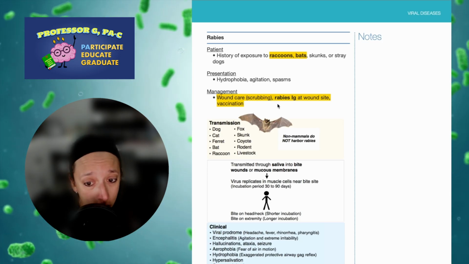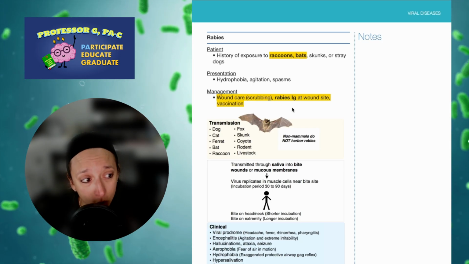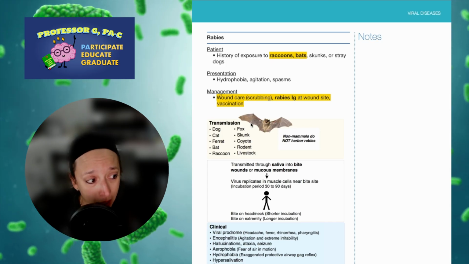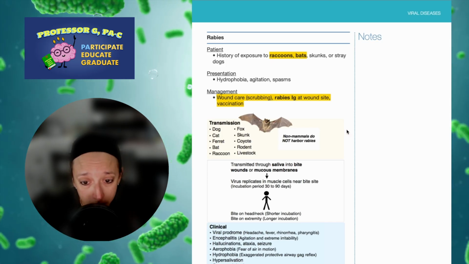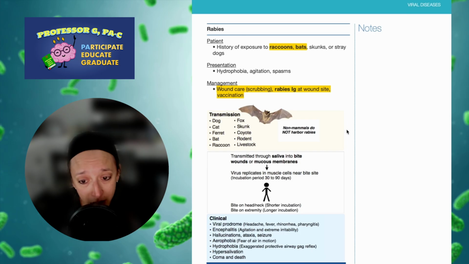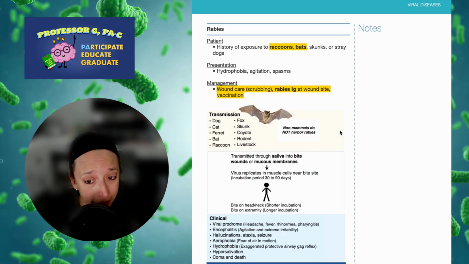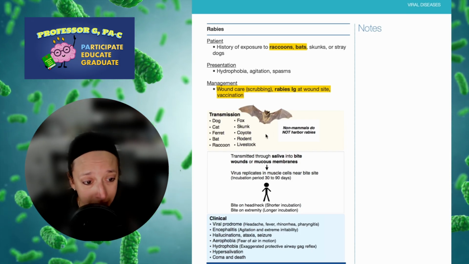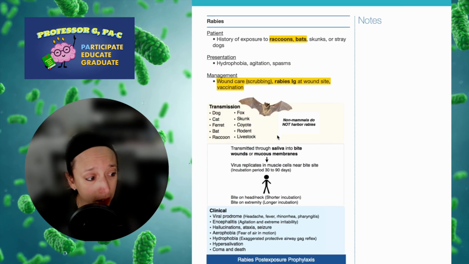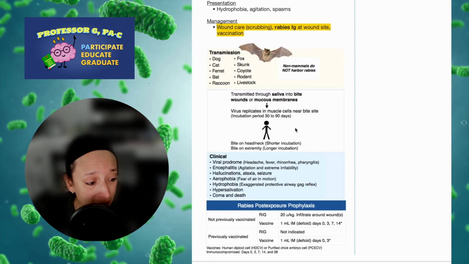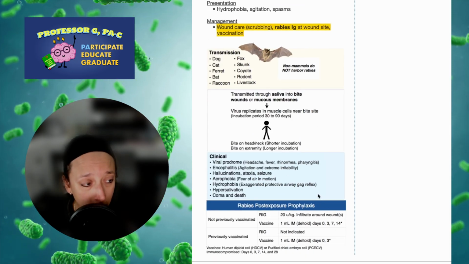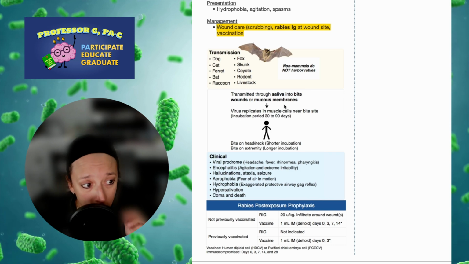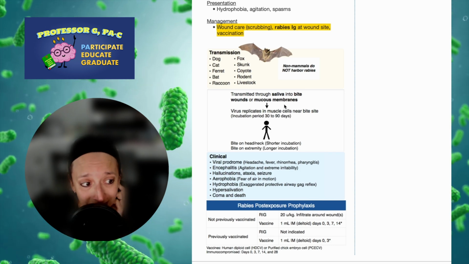Treatment: you want to immediately cleanse the wound if you're bitten by one of the animals here on this little list. And you want to receive the rabies immunoglobulin and the vaccine series. So you'll get vaccines at days 0, 3, 7, and 14. You want to definitely make sure that these patients get treated appropriately, because rabies, if you don't treat it correctly, is fatal.